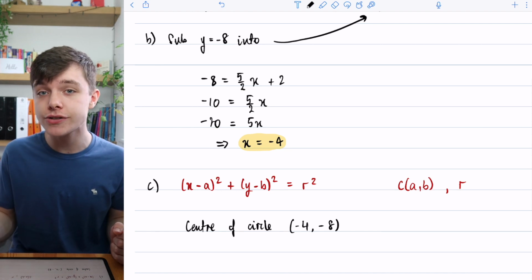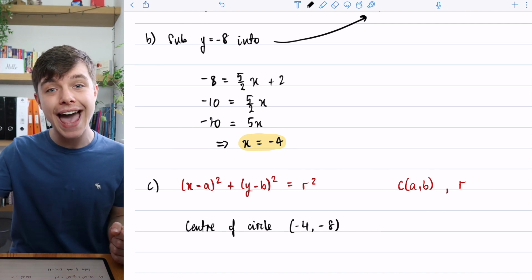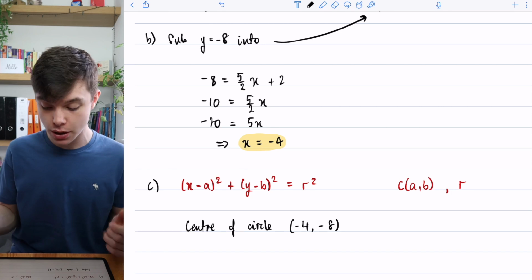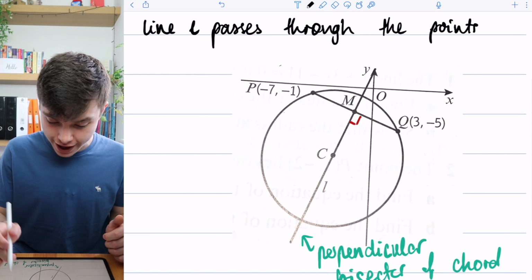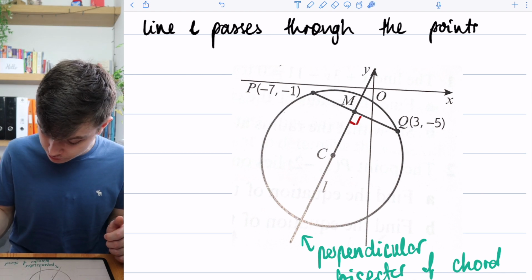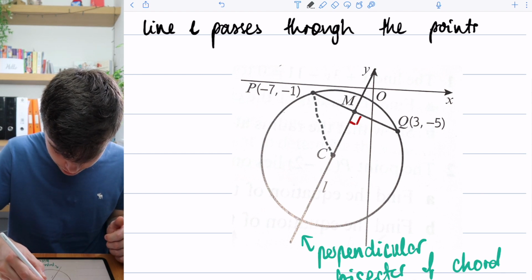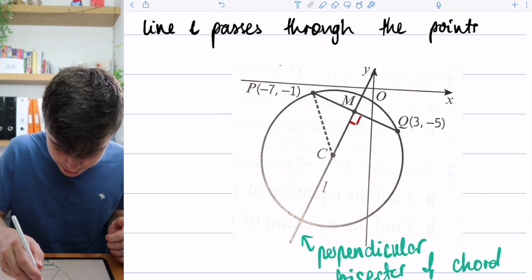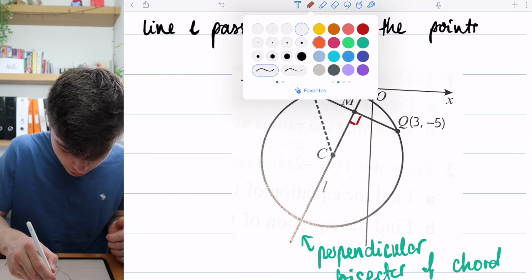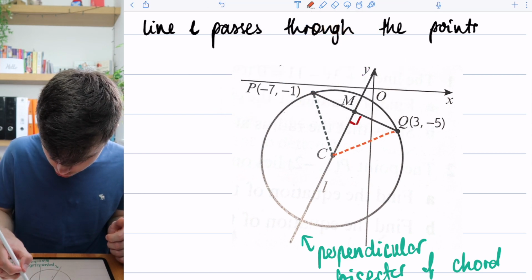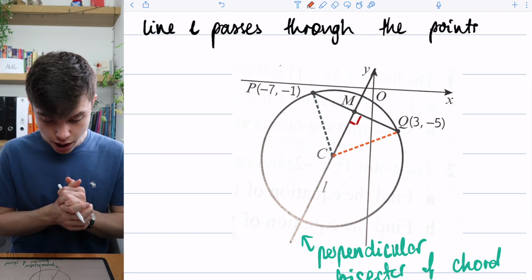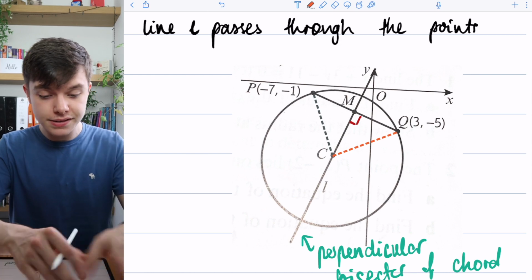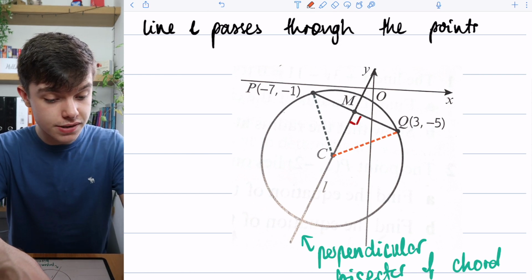Now remember, the radius goes from the centre of the circle to any point on the circumference. We have 2 points on the circumference of the circle. Look here, we have 2 points. We have the point P, and I'll do it in a different colour, we have the point Q. So we can either do the grey radius or the orange radius. Doesn't matter which one you do. Let's see which one the book does, and I will do the same.